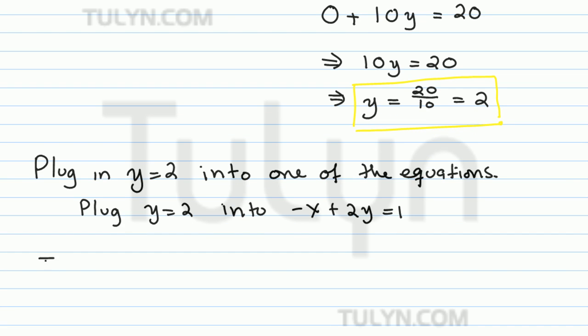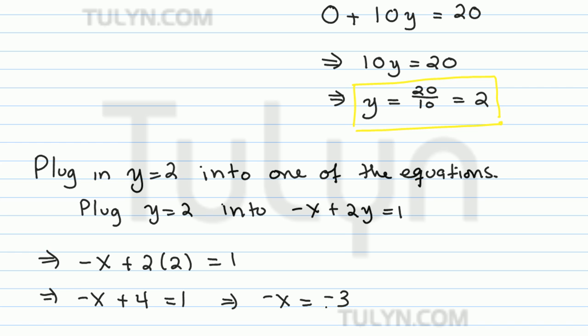So letting y equals 2, we end up getting minus x plus 2 times 2 is equal to 1, or minus x plus 4 is equal to 1, which means minus x is equal to minus 3. And then dividing both sides by negative 1, we end up getting that x is equal to 3.